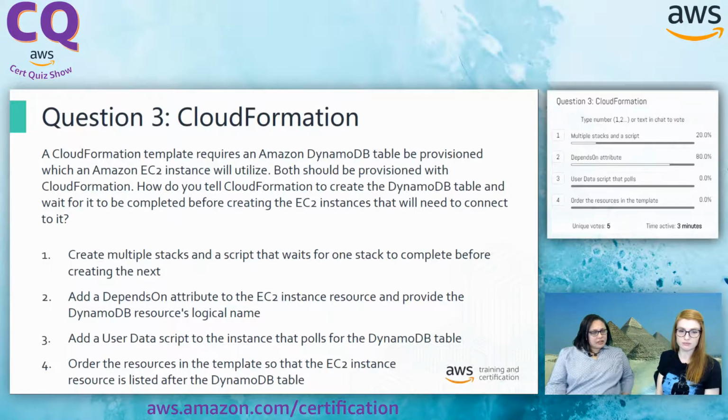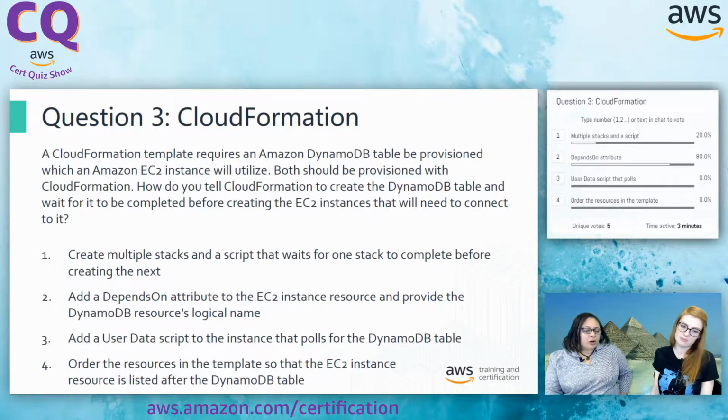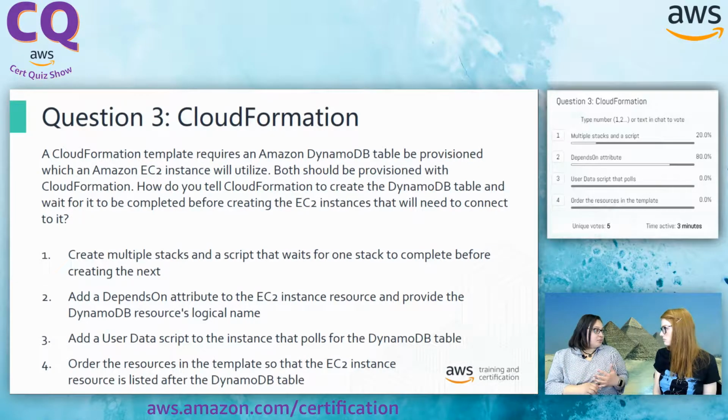The fourth option is order the resources in the template so that the EC2 instance resource. Yeah, so order will work, but the thing is, if the creation is quite fast, you might be creating the EC2 while the DynamoDB table is not there yet. So the wait time might not be the right thing to do, and DependsOn actually solves this problem for you. And the good thing is, you can add multiple resources within the DependsOn. It's not just one table. You can add multiple things.